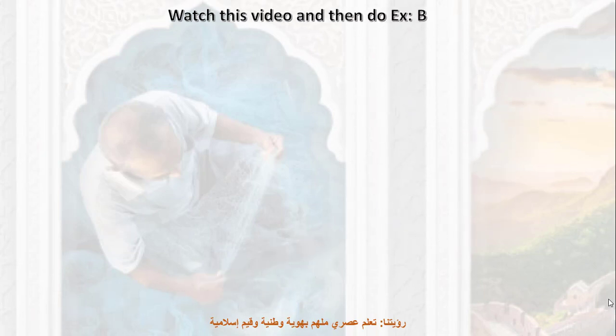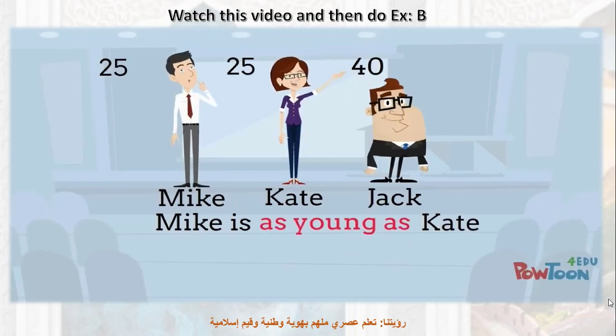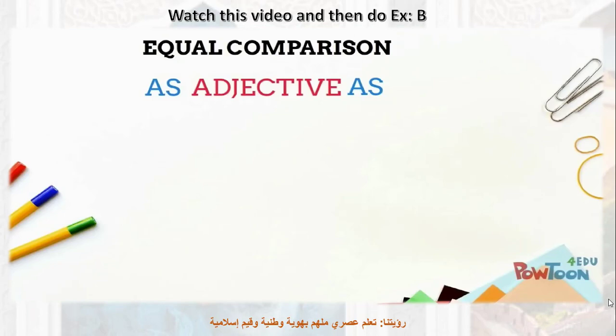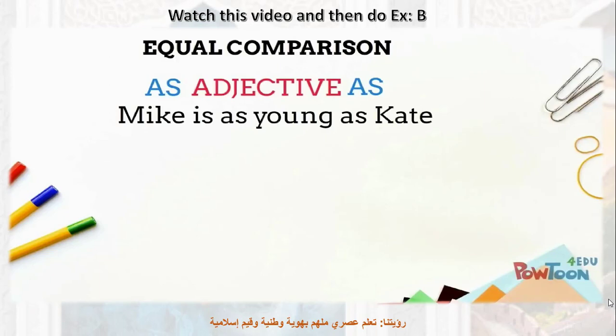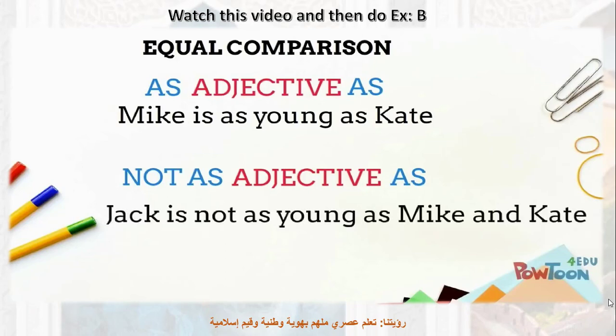Watch this video and then do exercise B. Mike and Kate are 25 years old. Jack is 40. So Mike is as young as Kate, and Jack is not as young as Mike and Kate. To make an equal comparison, we use the formula as, adjective, as. For example, Mike is as young as Kate, or its negative variant, not as, adjective, as. Jack is not as young as Mike and Kate.